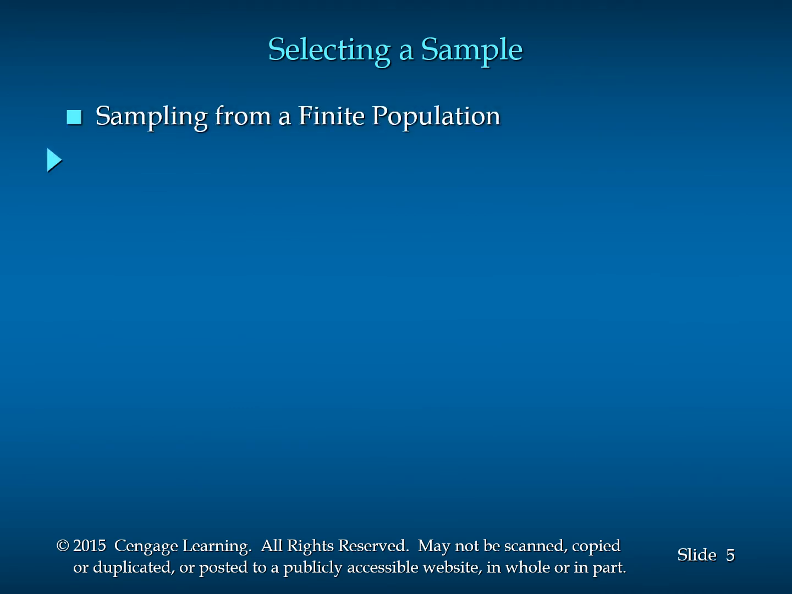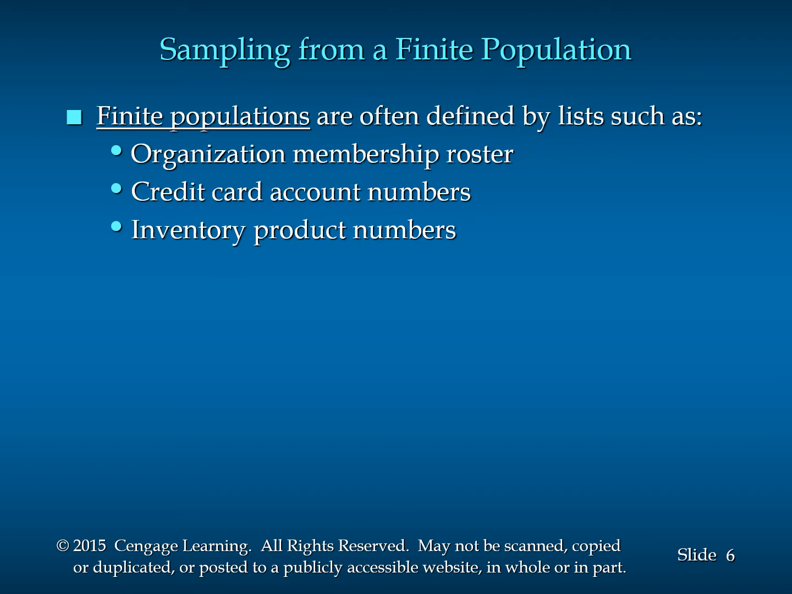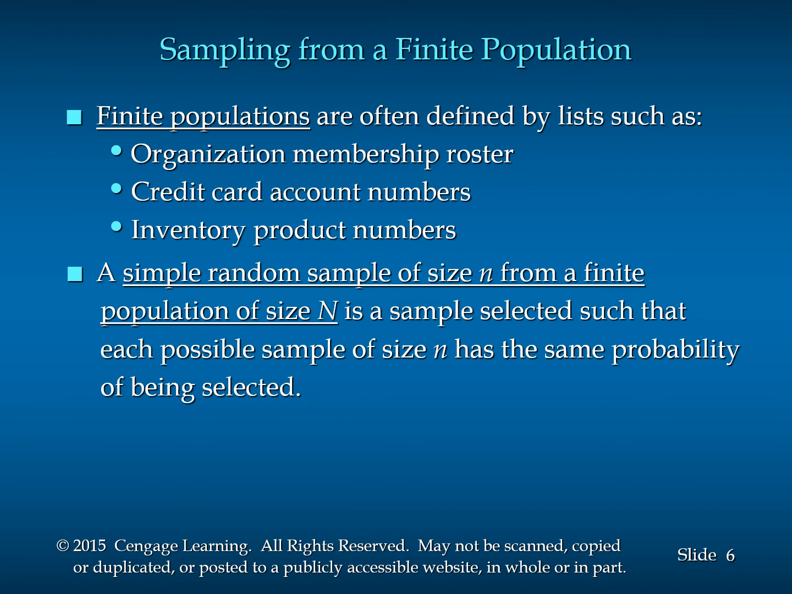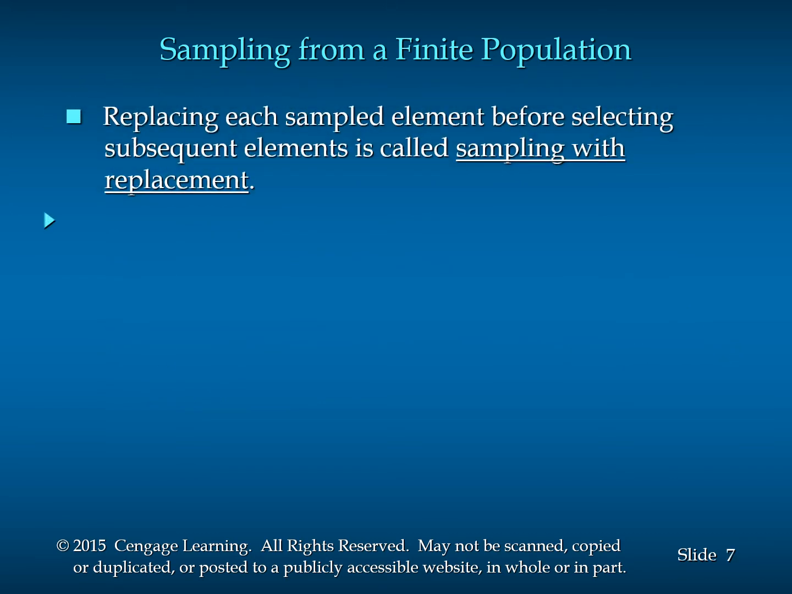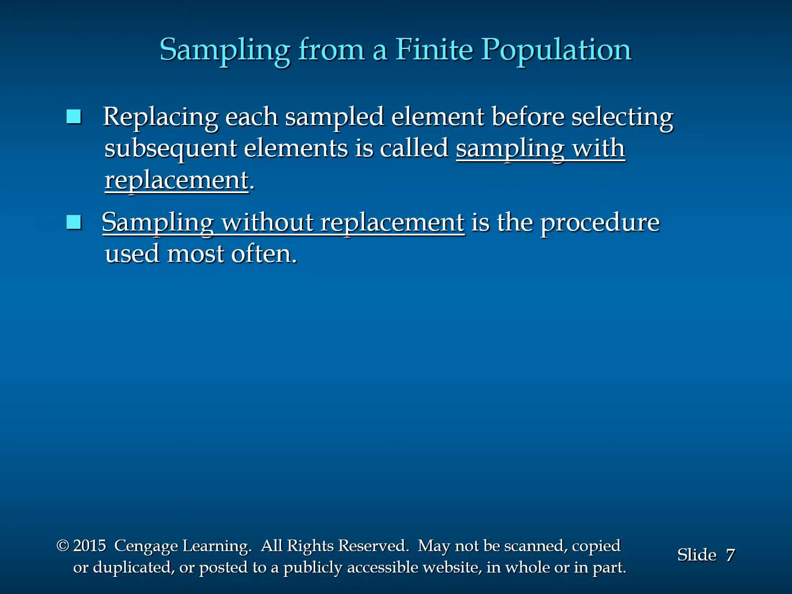There are two cases to consider, a finite population and an infinite population. For a finite population, we need to be sure to select a simple random sample to ensure that we have the same probability for any sample of size n. The best way to ensure that a sample is random is to sample with replacement. But sometimes it's only possible to sample without replacement.